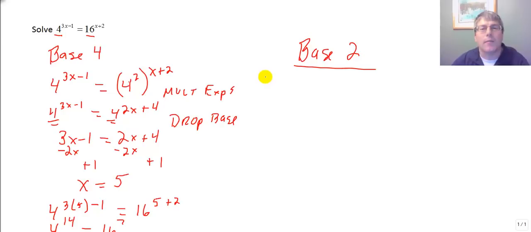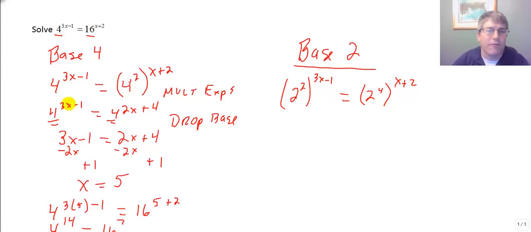So now I'm going to ask you to redo this problem with base 2. So 4, you could write that as 2 squared, to the 3x minus 1 equals 2 to the 4th, that's 16, to the x plus 2. So I will ask you to follow the process we did here on the left, apply the laws of exponents, set your exponents equal to each other, solve for x, and please go ahead and confirm the answer, and then I will see you in class.